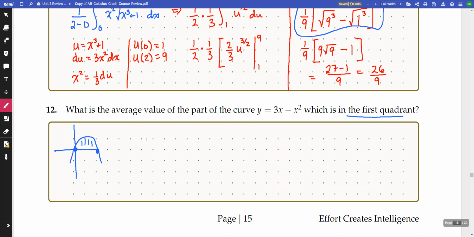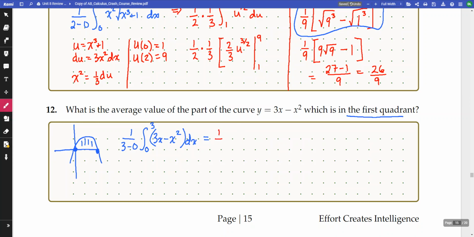So now what am I going to do? Well, 1 over b minus a, the integral from a to b of the function, is going to give me the average value of the function. All right.